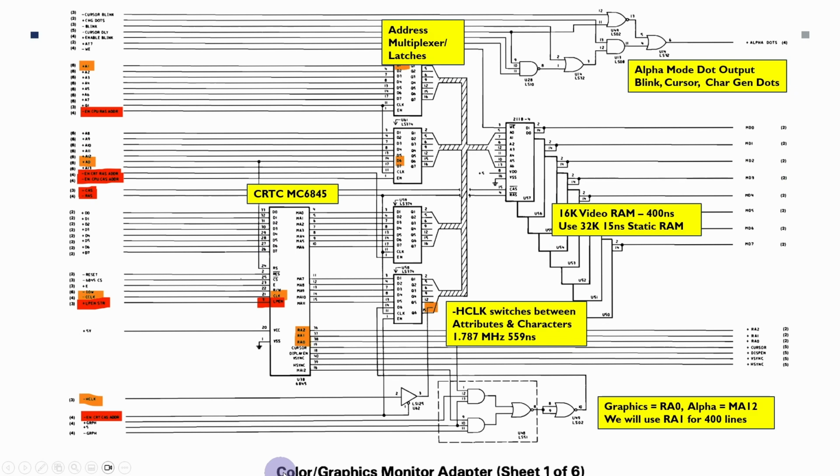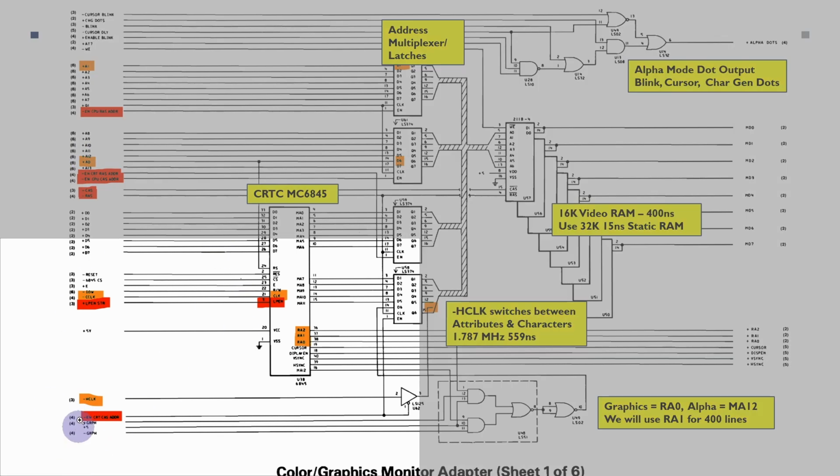So this is the first page, CGA sheet 1 of 6, and what we've got here is the cathode ray tube controller chip. I've highlighted in red where we're not really going to be using these signals. Orange, there's a specific issue that we need to be aware of.